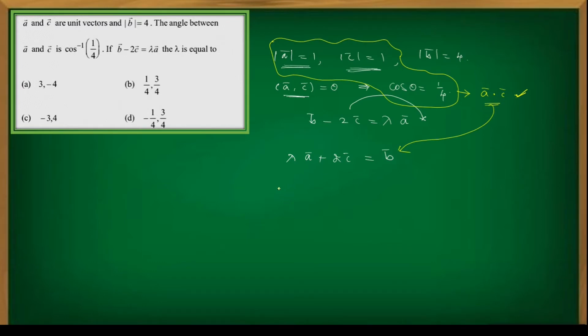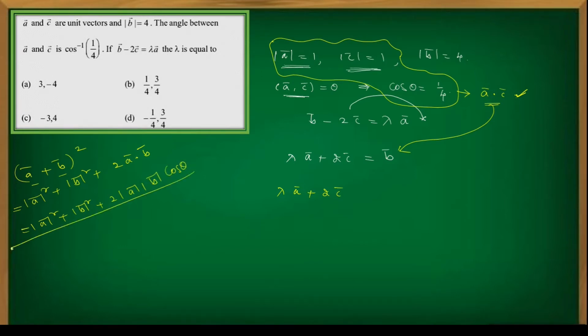So lambda A bar plus 2C bar whole square, because of A bar plus B bar whole square. Whenever you do the square of the sum of two vectors, what do you get? Mod A bar square plus mod B bar square plus 2AB. Generally we say 2AB means multiplication of A and B, but here it is the multiplication of vectors A bar and B bar, so not AB. We write 2 A bar dot B bar. Yes or no? That is nothing but mod A bar square plus mod B bar square plus 2 A bar dot B bar, which means mod A bar mod B bar cos of the angle between them. So all the data given about A and C you can use here.